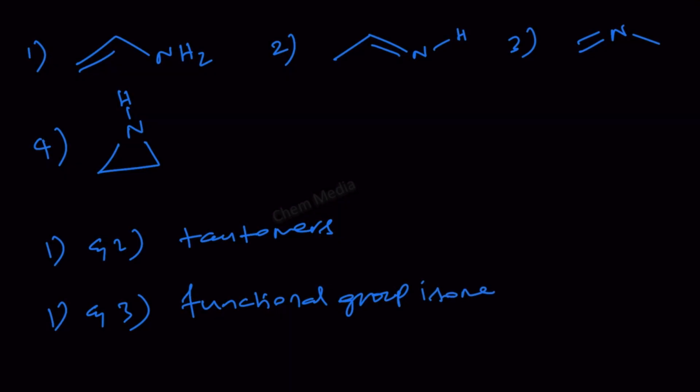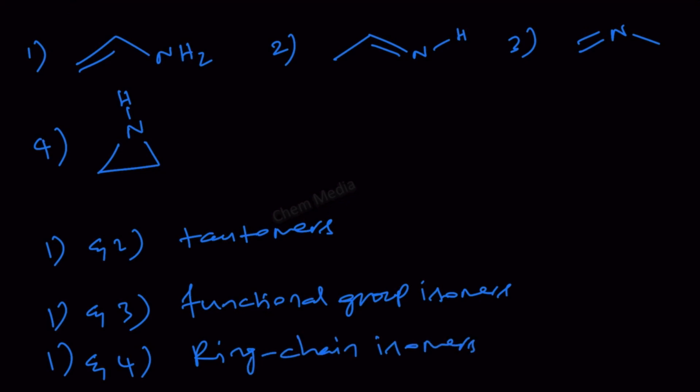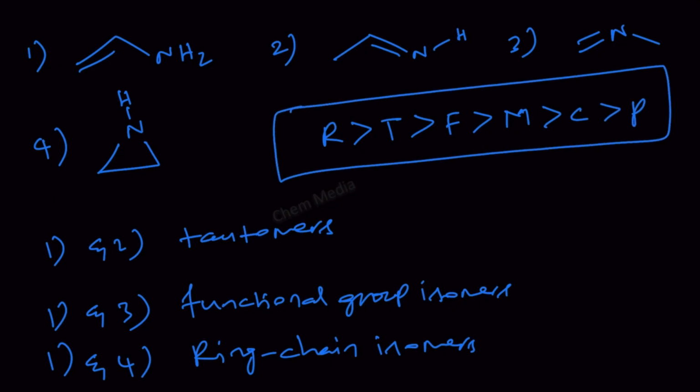How about 1 and 4? 1 and 4 are ring chain isomers. Ring chain isomerism always gets the top precedence. Even though 1 is a primary amine and 4 is a secondary amine, when it comes to isomerism order, we have to follow this. Ring chain isomerism first, and then tautomers, and then functional group isomers, and then metamers, and then chain isomers, and then position isomers. This is the precedence order we follow when we talk about various isomerism.